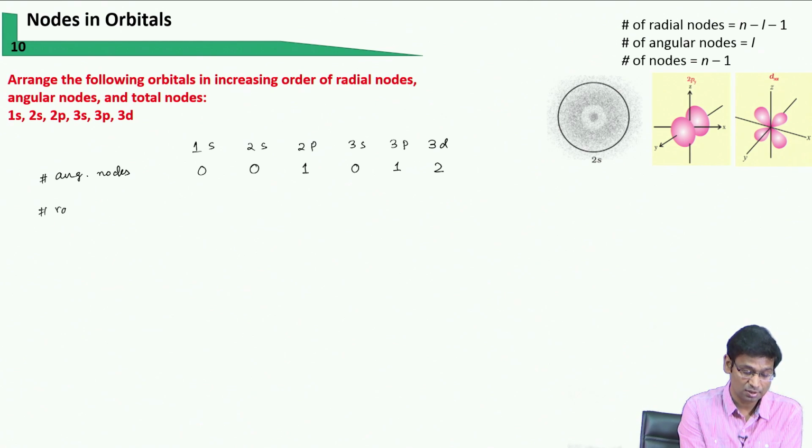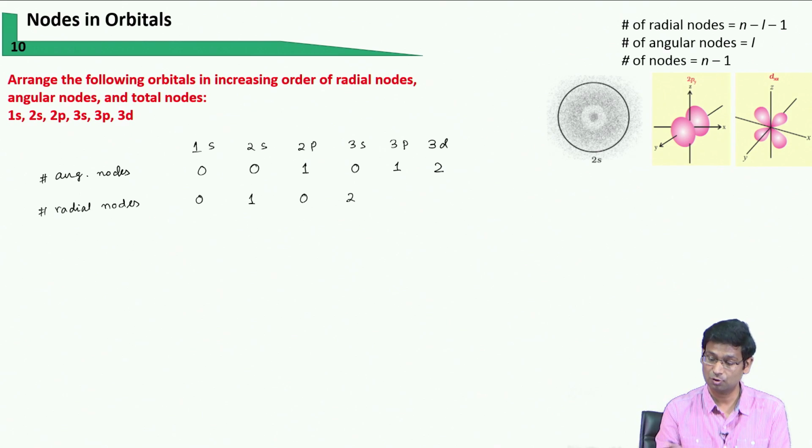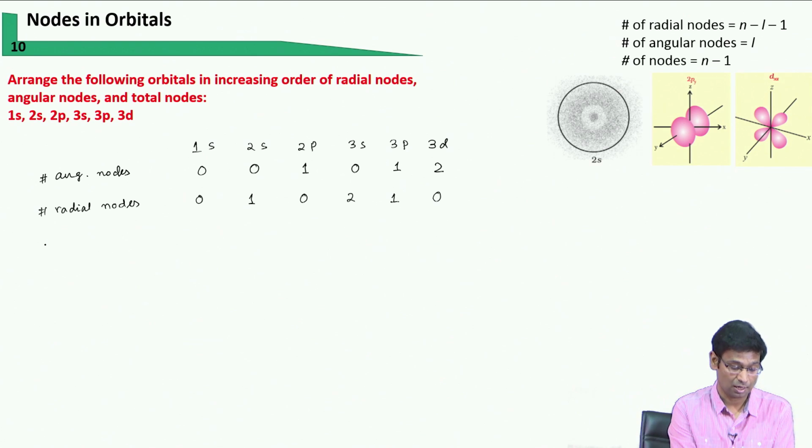What about the radial nodes? 1s is the lowest s orbital, so therefore there is no node. 2s is the second s orbital, so therefore it has got one node. 2p is the lowest p orbital, so therefore it has got no node. 3s is the third s orbital, so therefore it has got two nodes, because of n minus l minus 1. So 3p will have one node, 3d is the lowest d orbital, so therefore it has got no radial node.